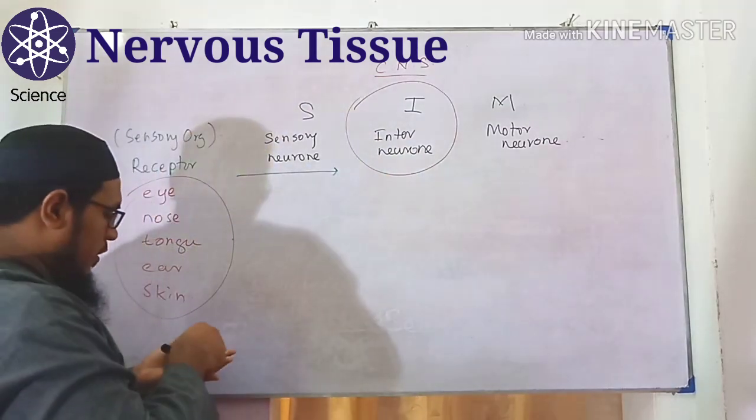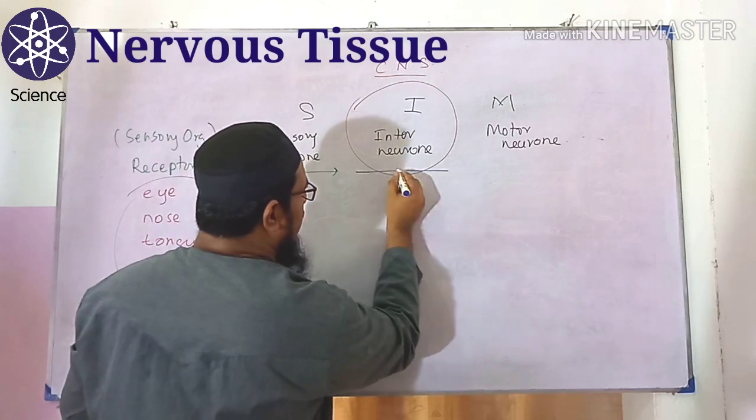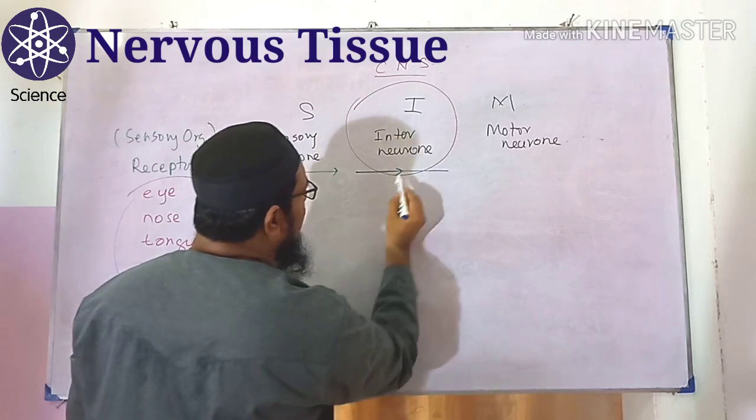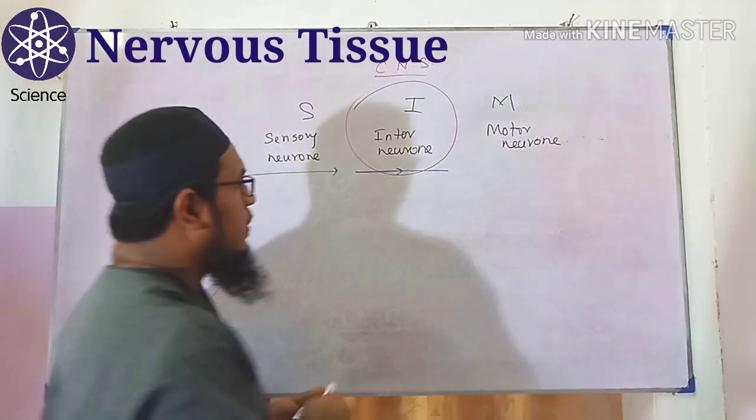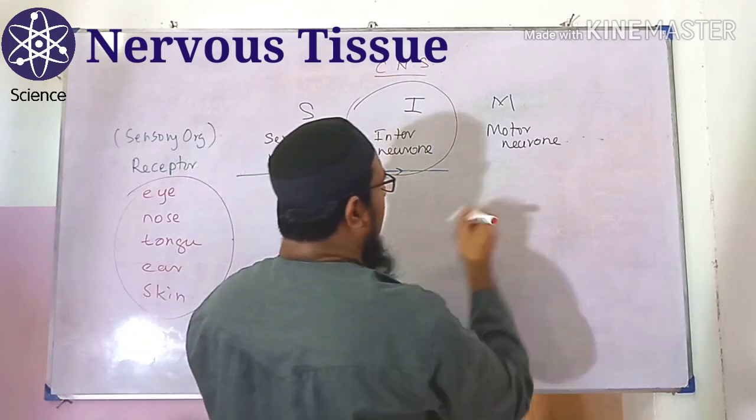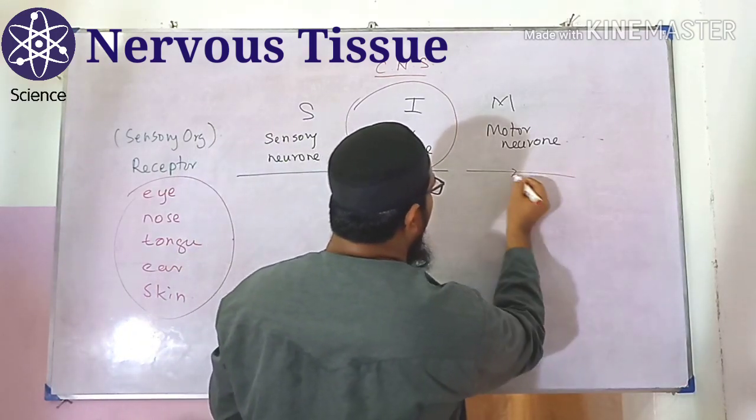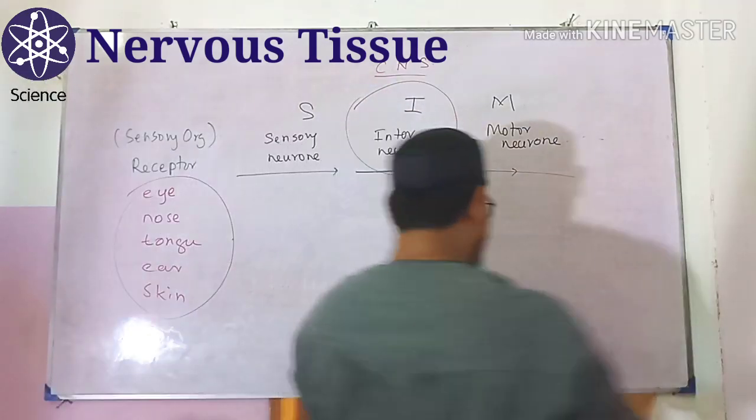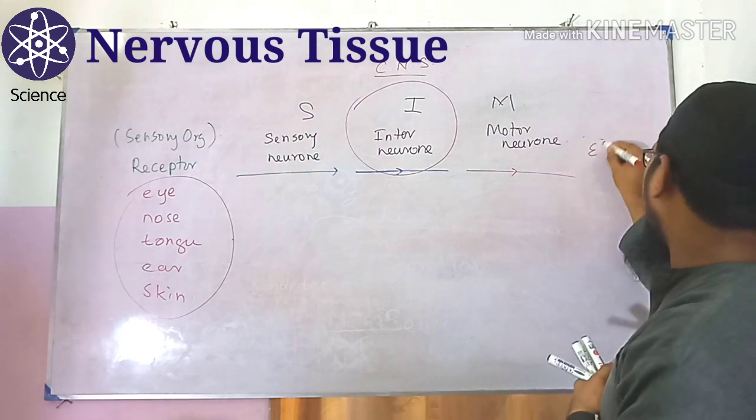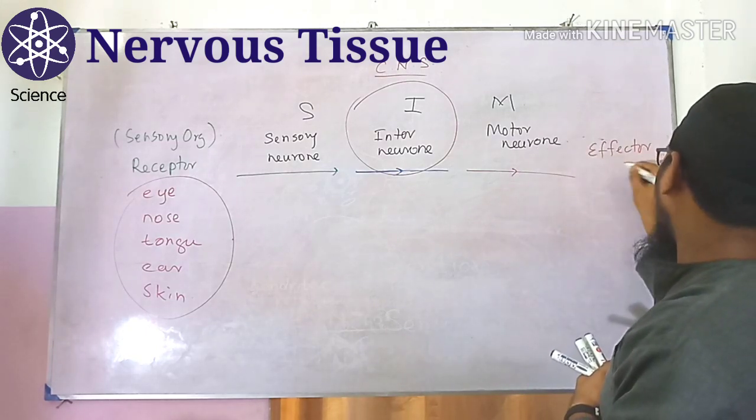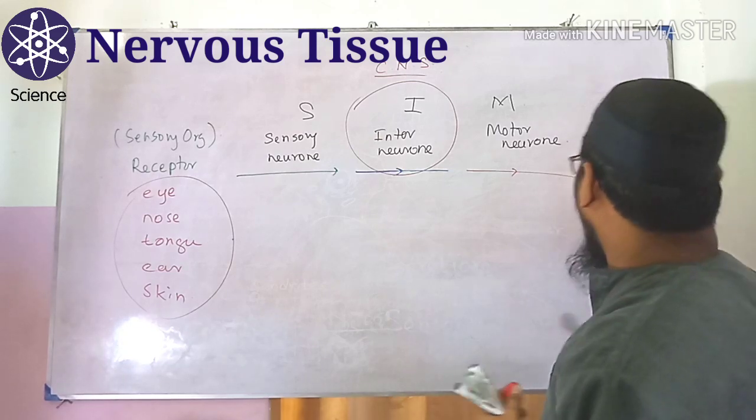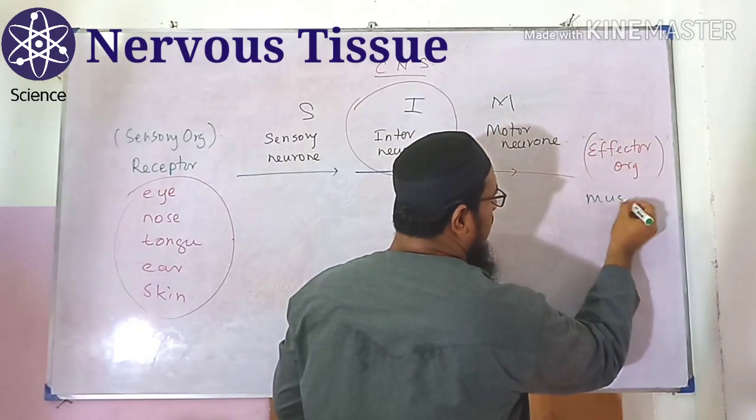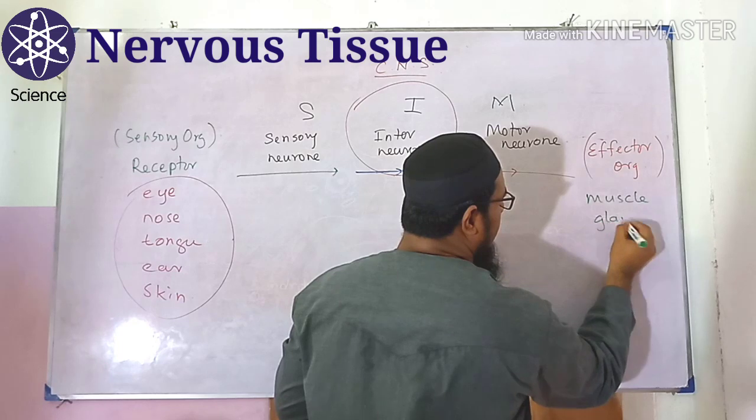So interneuron is like an exchange center. From there, sensory neuron impulses are transmitted to the interneuron. From the interneuron, the message is transmitted to the motor neuron. Motor neuron finally ends at the effector. Effector organ. Normally effector organs are either a muscle or a gland.